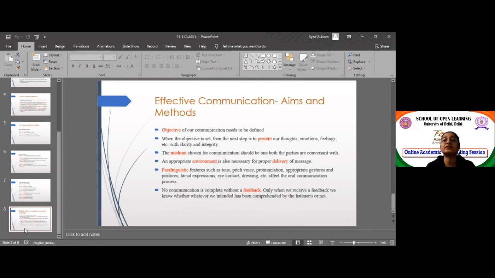And lastly, we looked at the effective aims and methods, right? When we are communicating, what are the effective aims and methods to communicate? First is to identify the objective. Why do we need to communicate? Why do we require any form of communication, right? Once the objective is identified, then we move on to the next step, that is how are we going to present our thoughts, our feelings, our ideas, our emotions, right?